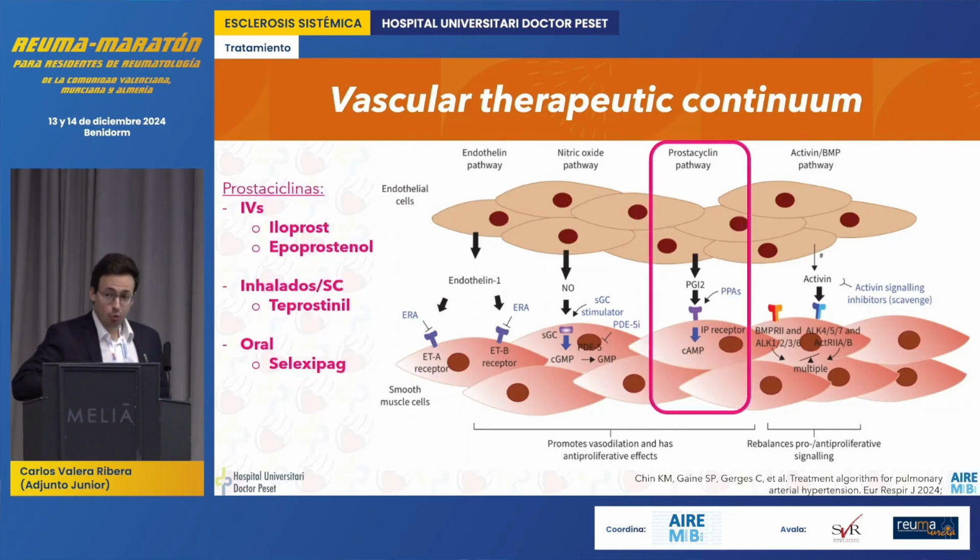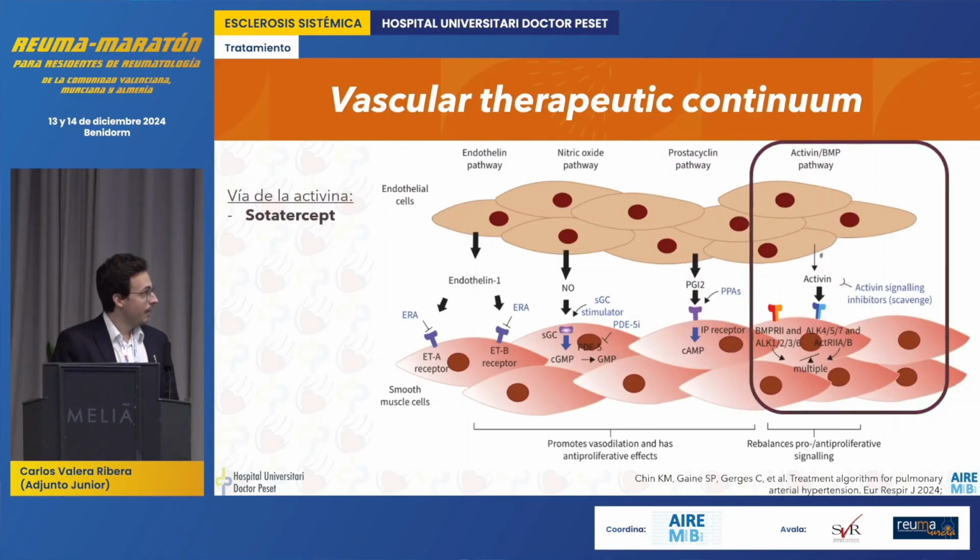Then the prostanoids, which correspond to the prostacyclin pathway, we have intravenous prostanoids, the only inhaled one, which is treprostinil, and the oral prostanoid, which is selexipag. Then it's true that recently this drug has been introduced, which is sotatercept, from the activin pathway. It's not a vasodilator per se, it's a different pathway. Just so you're aware that it exists.